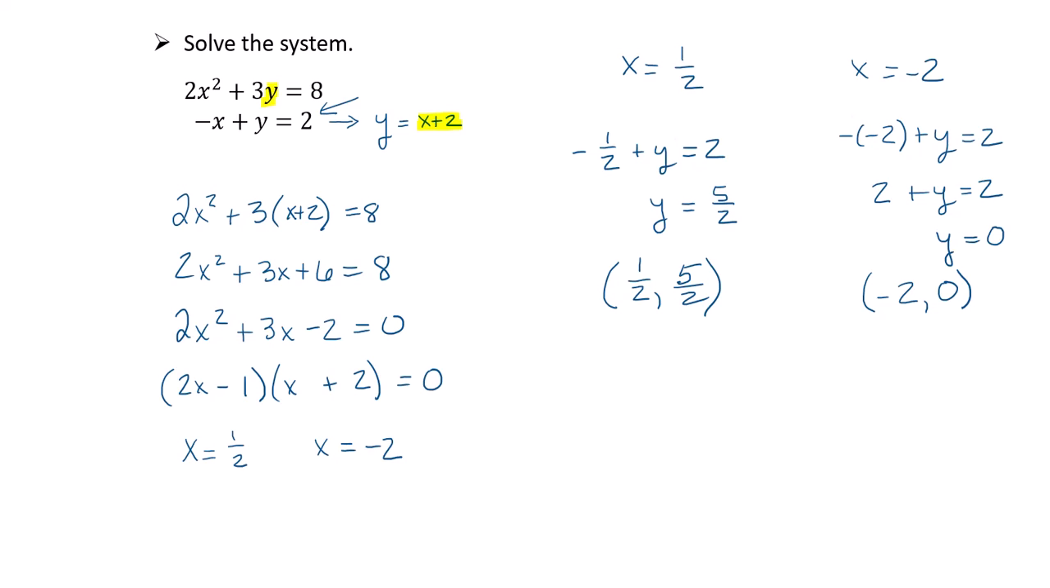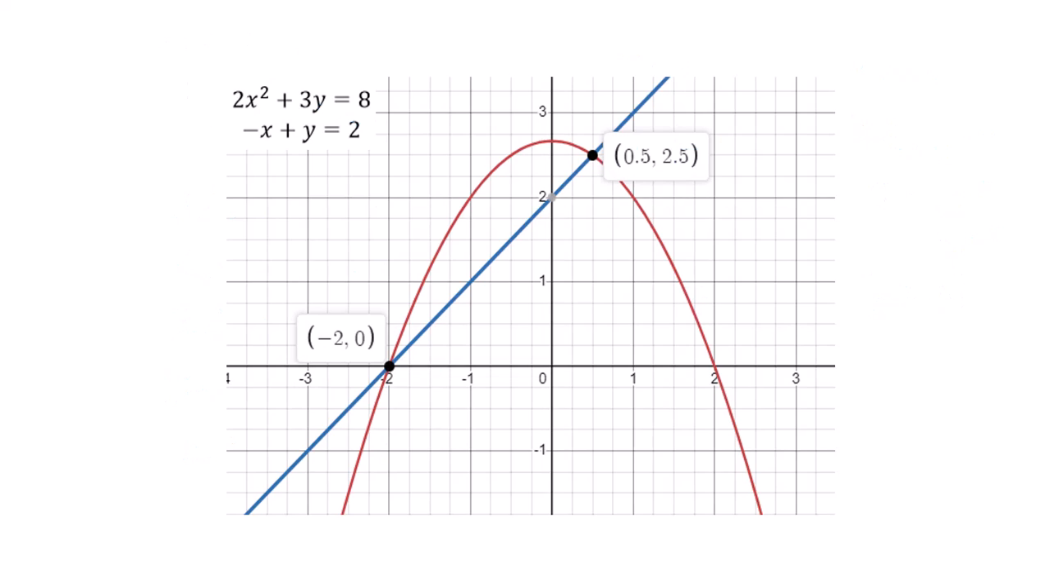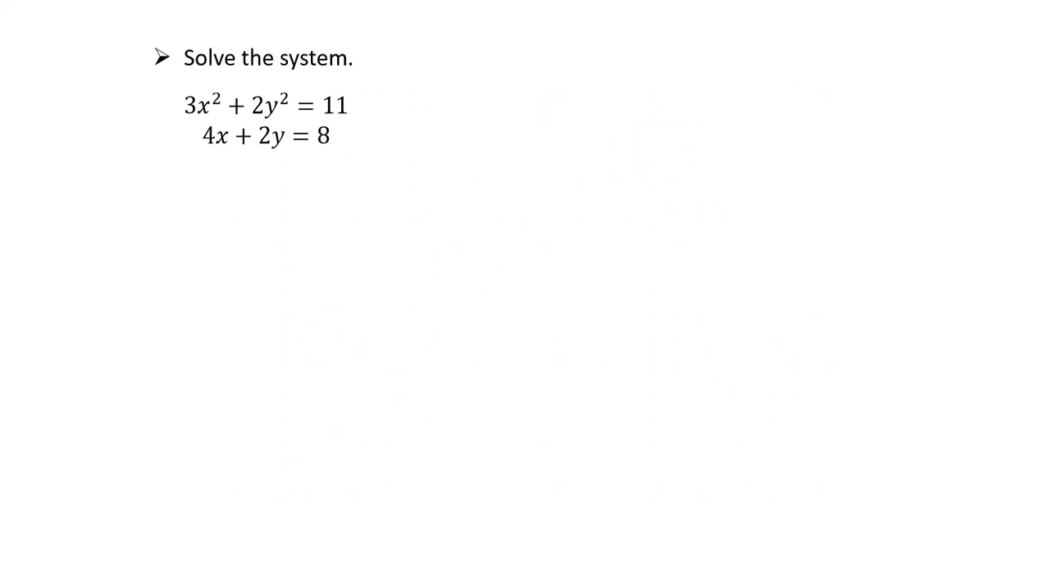Now I want to show you what this looks like graphically. The first equation given was a quadratic, a polynomial, and the second equation given was a linear equation. The solutions are where the line and the parabola intersect, so we have those two solutions plotted here. Next up we have this system. 3x squared plus 2y squared equals 11, and 4x plus 2y equals 8.